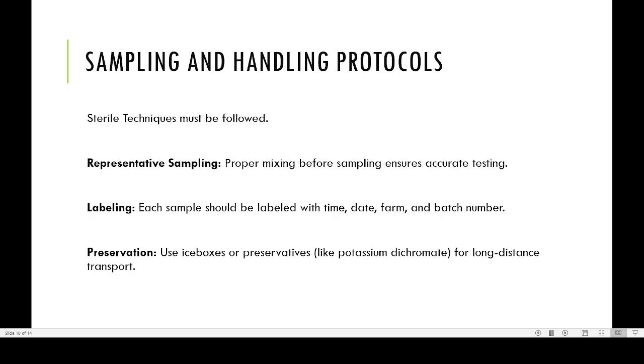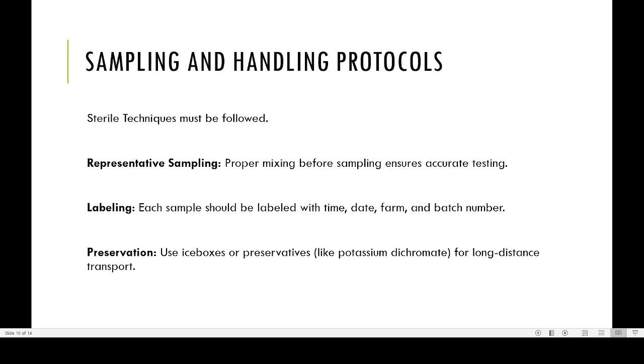Then the next one is the sampling and handling protocols, how we can collect the milk. So one is sterile technique, because earlier I told you the hands of the handler and the animal should also be free of all sorts of diseases. Otherwise, there is every possibility that microorganisms can enter the milk. So one is representative sampling: proper mixing before sampling ensures accurate testing. So that is one way by which we are checking.